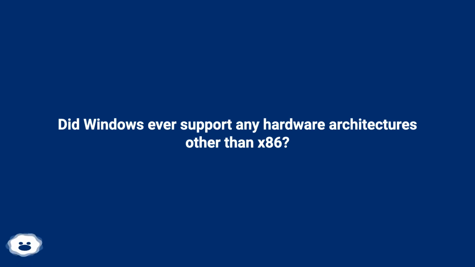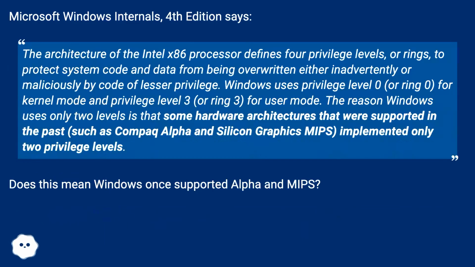Did Windows ever support any hardware architectures other than x86? Microsoft Windows Internals, 4th edition says, the architecture of the Intel x86 processor defines 4 privilege levels, or rings, to protect system code and data from being overwritten either inadvertently or maliciously by code of lesser privilege.